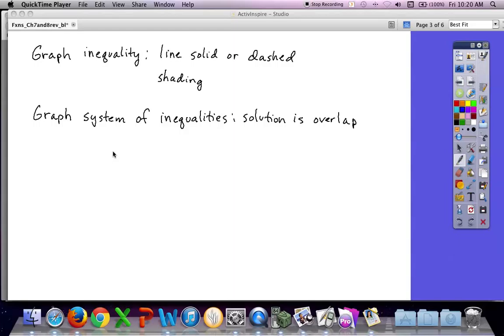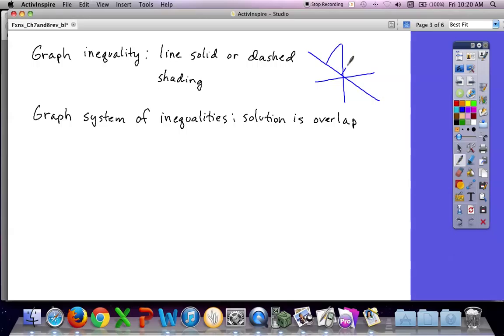Solving by elimination and substitution, those are the first two sections that we did. Then we jumped to the systems of inequalities. But before we could do a system of inequalities, we had to learn how to graph one inequality. Right? So to graph one inequality, we know that the graph looks like a line, and it could either be solid or it could be dashed.